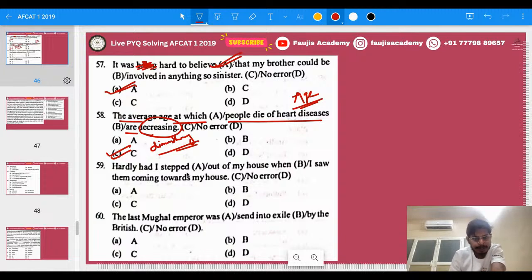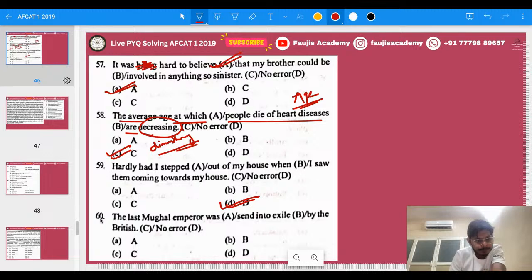Hardly had I stepped out of my house when I saw them coming towards my house. There is no error in this particular question, guys. All of it is correct.